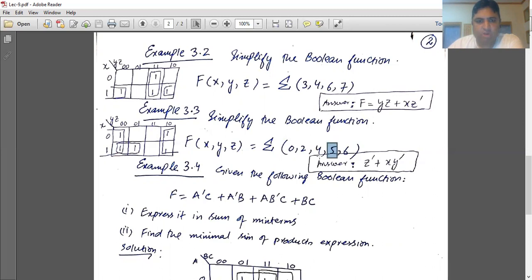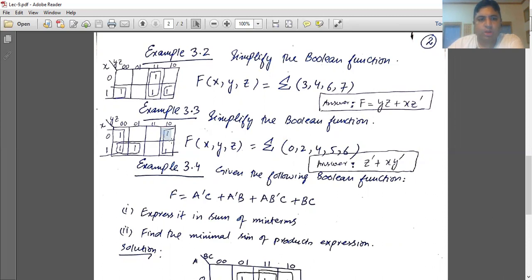5 means 101, so you put a 1 here. And 6 is 110, which is here. So we have put the 5 ones in the 5 squares. Now we will take the common or adjacent squares.